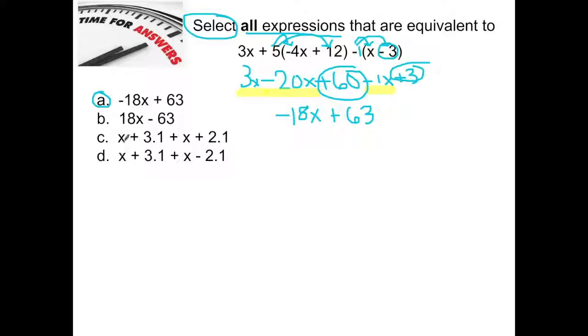And then on C and D, if we combined our like terms, x plus x would only be 2x. And 3.1 plus 2.1 would only give us 5.2. And then 3.1 minus 2.1 would only give us 1. So in this case, the only answer that is equivalent to the expression would be letter A.